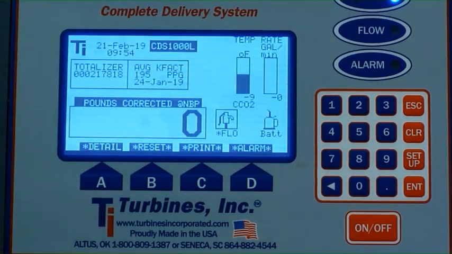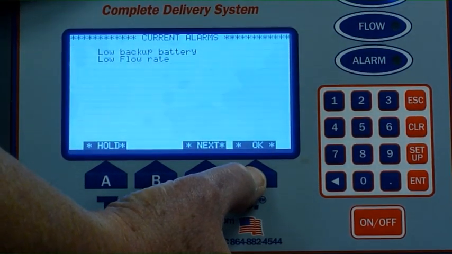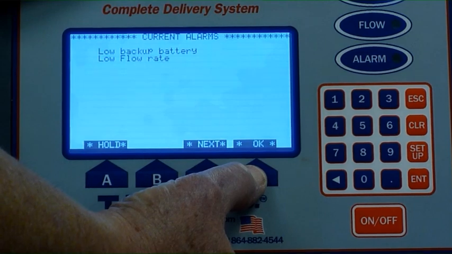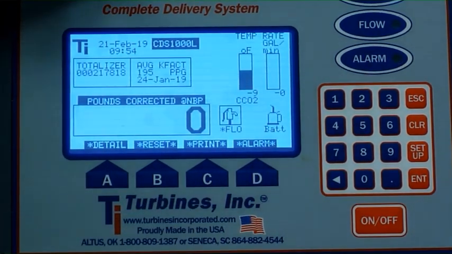All right? Example. Right now we have a low backup battery, which we saw on the screen, and we've got no flow rate. So the unit's telling us what's going on.